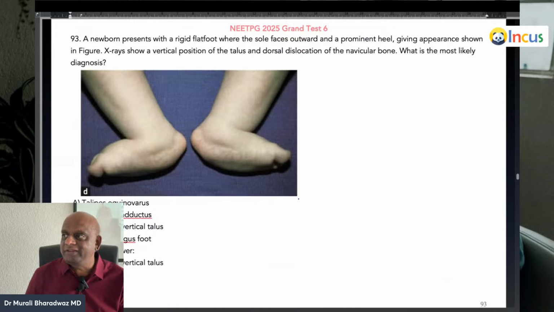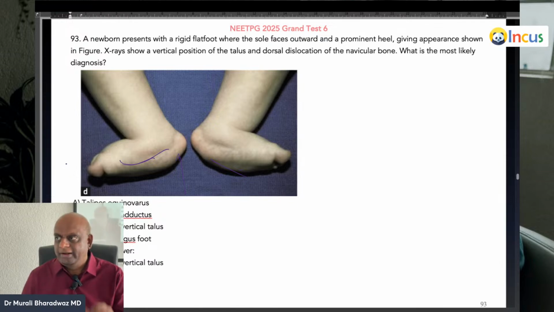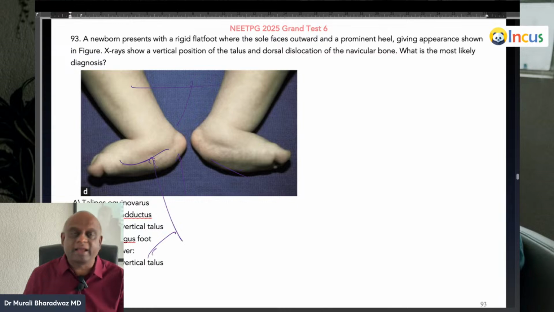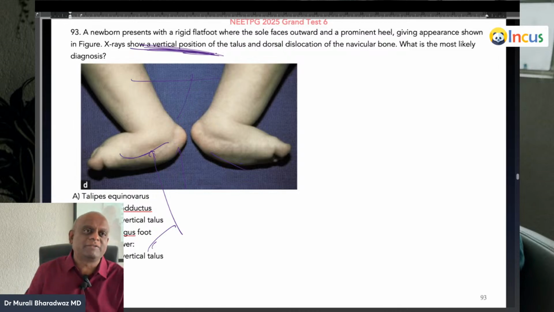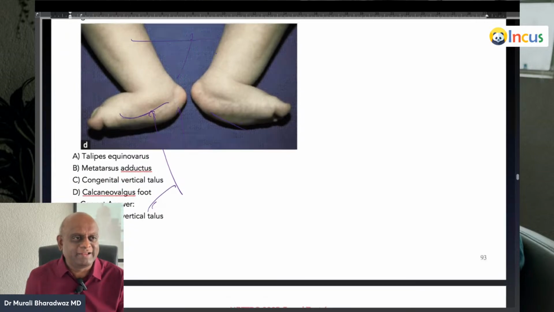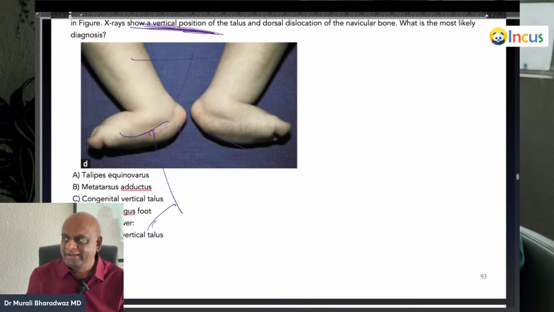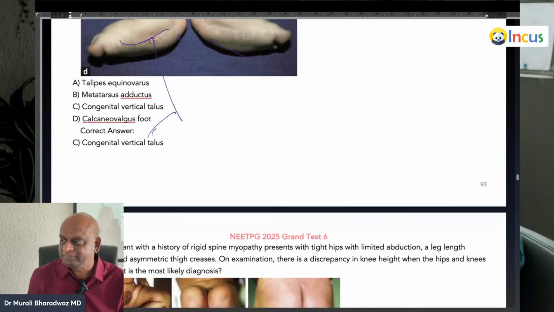A newborn presents with a rigid flat foot, with the soles facing upward with a prominent heel. Right? There is a vertical position of the talus. This is congenital vertical talus. Actually, this should not be mentioned in the question. If it already says vertical position of talus, answering congenital vertical talus is a no-brainer.